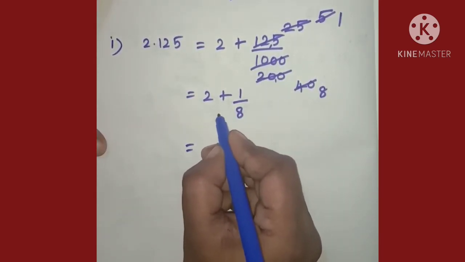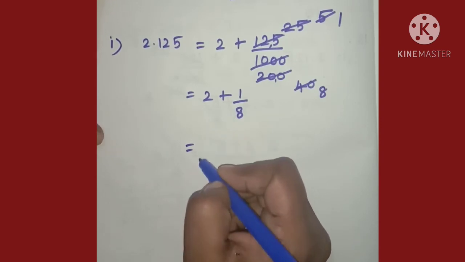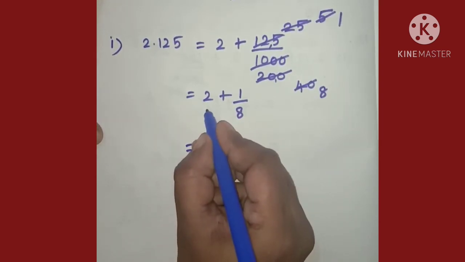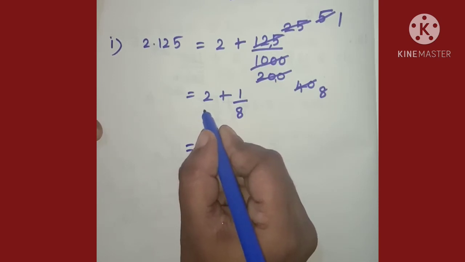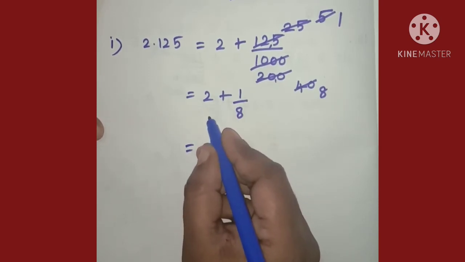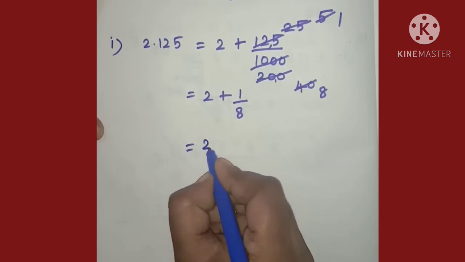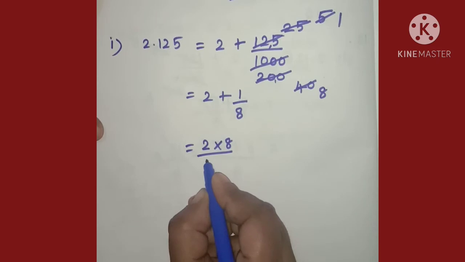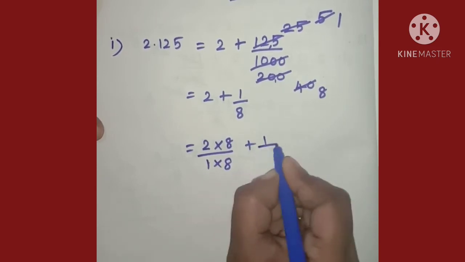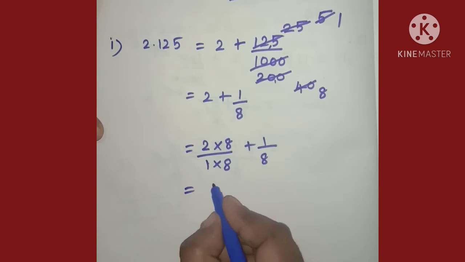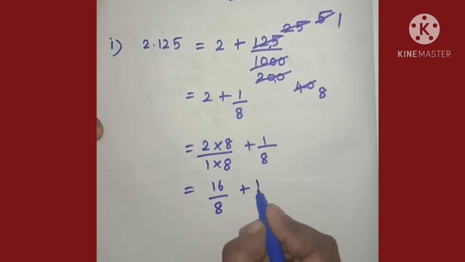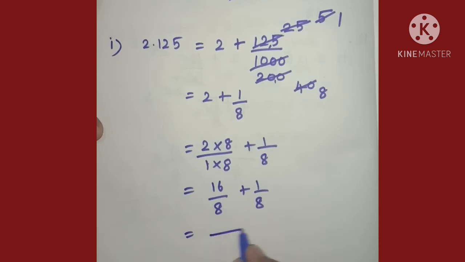Now, we know how to take the LCM. So here there is no 8 in the denominator, so multiply and divide by 8. So 2 into 8 by 1 into 8. Now we get 2 into 8 is 16 by 8 plus 1 by 8. So here the denominators are the same, so we can add the numerators. So 16 plus 1 is 17 by 8.